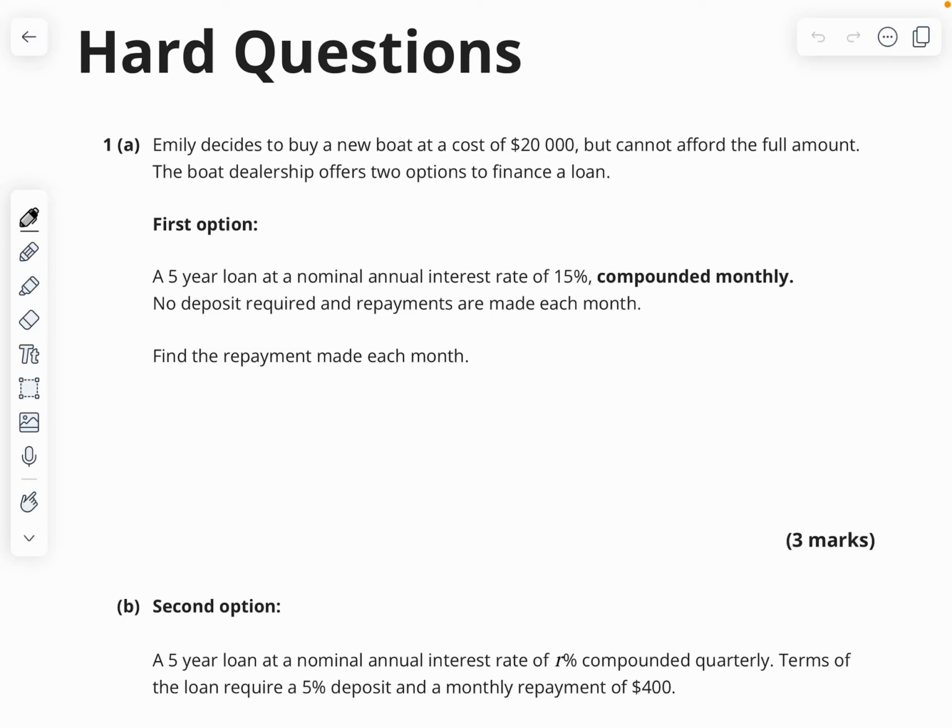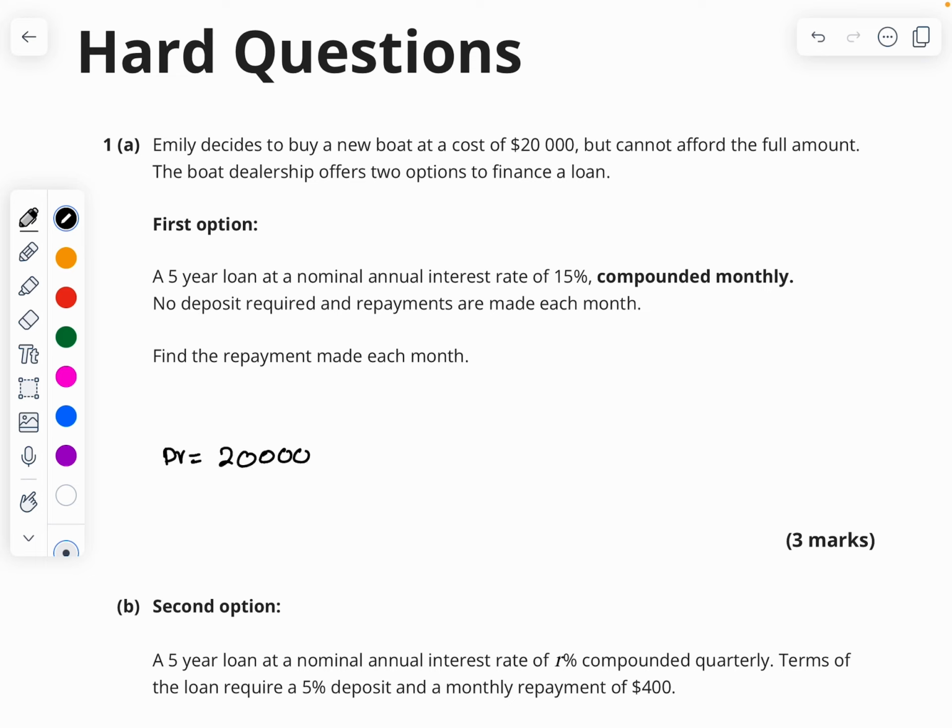Based upon financial applications, some hard questions for AISL. So the first question is, Emily decides to buy a new boat at a cost of 20,000. So in that case, my present value is going to be 20,000. PV equals 20,000.